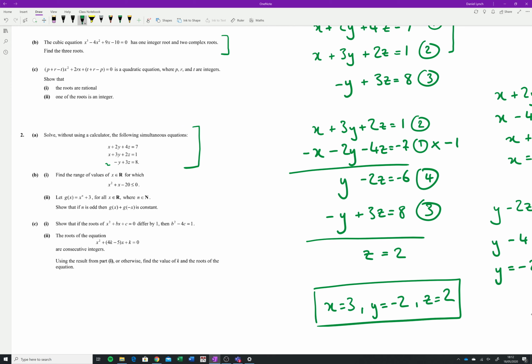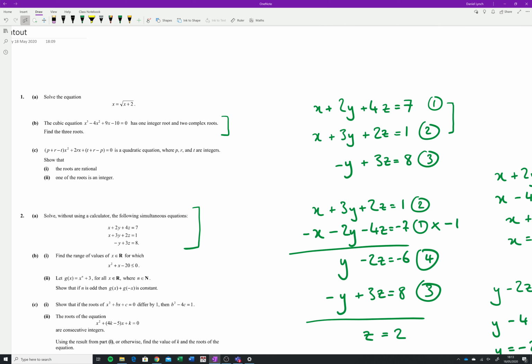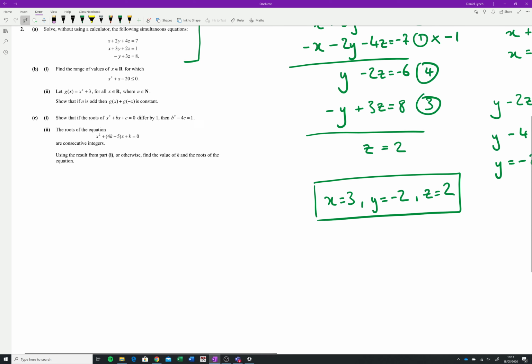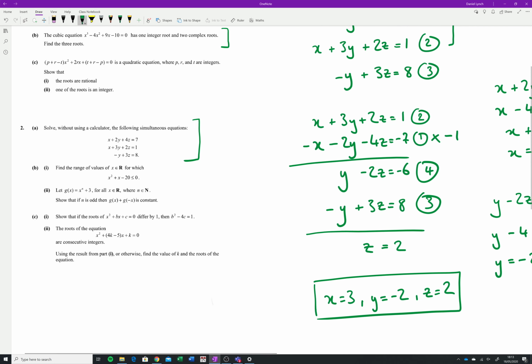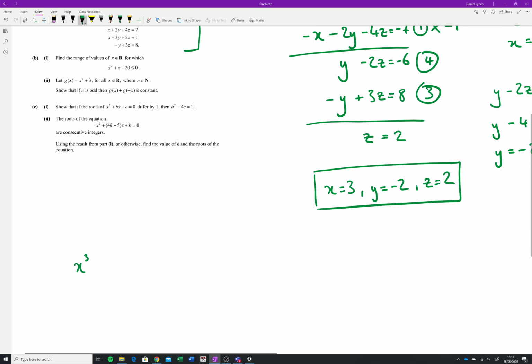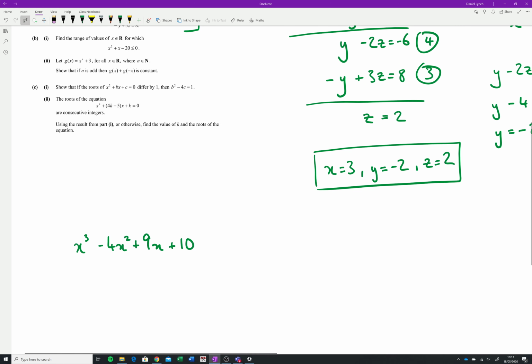Oftentimes there will be an extra one here, and you'll just have to get rid of the x's from two equations and then the x's from another. Okay, here's our cubic. It's x cubed, minus 4x squared, I think it was plus 9x, maybe plus 10. I don't know, maybe minus 10. Yeah, minus 10 equals 0.